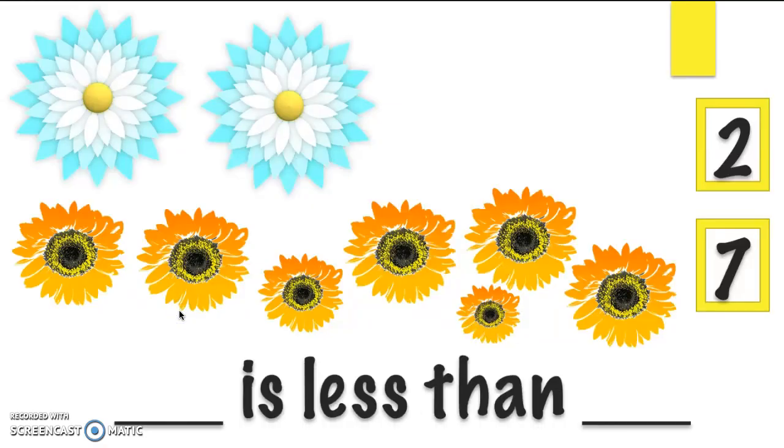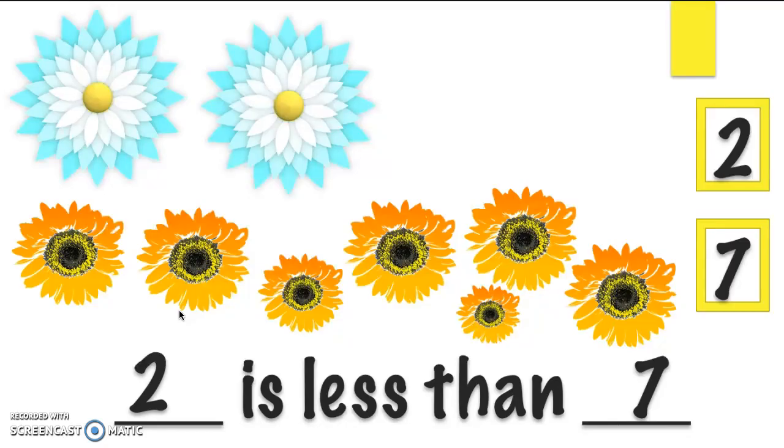Okay, so how do we finish our sentence? Blank is less than blank. Which one's going to be the smaller amount? Oh, I cannot fool you today. 2 is less than 7. Friend, you are doing such a beautiful job comparing. How are you feeling about your good work? Oh, good. You're feeling pretty confident?